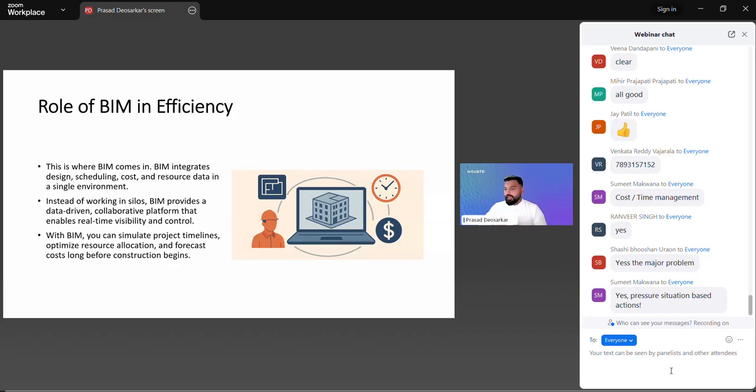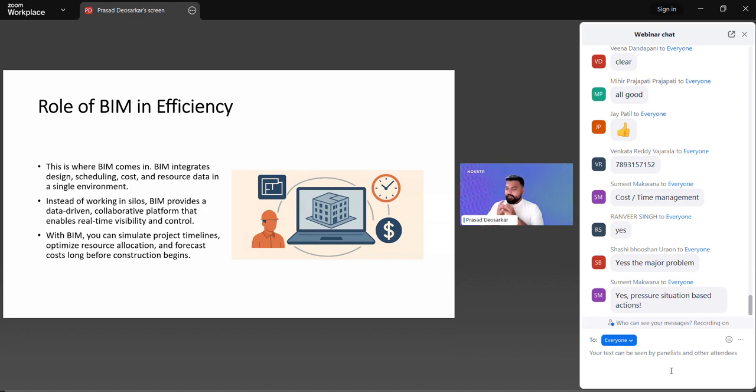Now, okay, good. I have the BIM model with me. Now comes the fun part, where you can actually integrate scheduling, cost and resource data in a single environment. So apart from the 3D model, you can also integrate the timeline, the cost, and the resources together with this visualized BIM model. Now that is something that is very helpful.